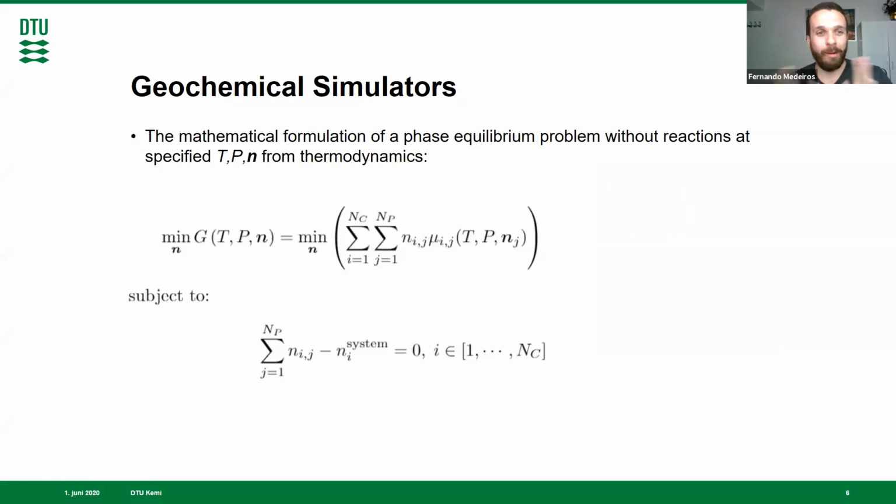So first of all, a quick recap on how phase equilibrium calculation works when we don't have reactions. Basically, the mathematical formulation of the phase equilibrium problem at TPN, when we have fixed temperature, pressure, and number of moles, is through the minimization of Gibbs energy of the system, and there is this constraint of number of moles. So the number of moles in every phase should be equal to the total mole numbers that is loaded into the system. This is pretty much how it works.